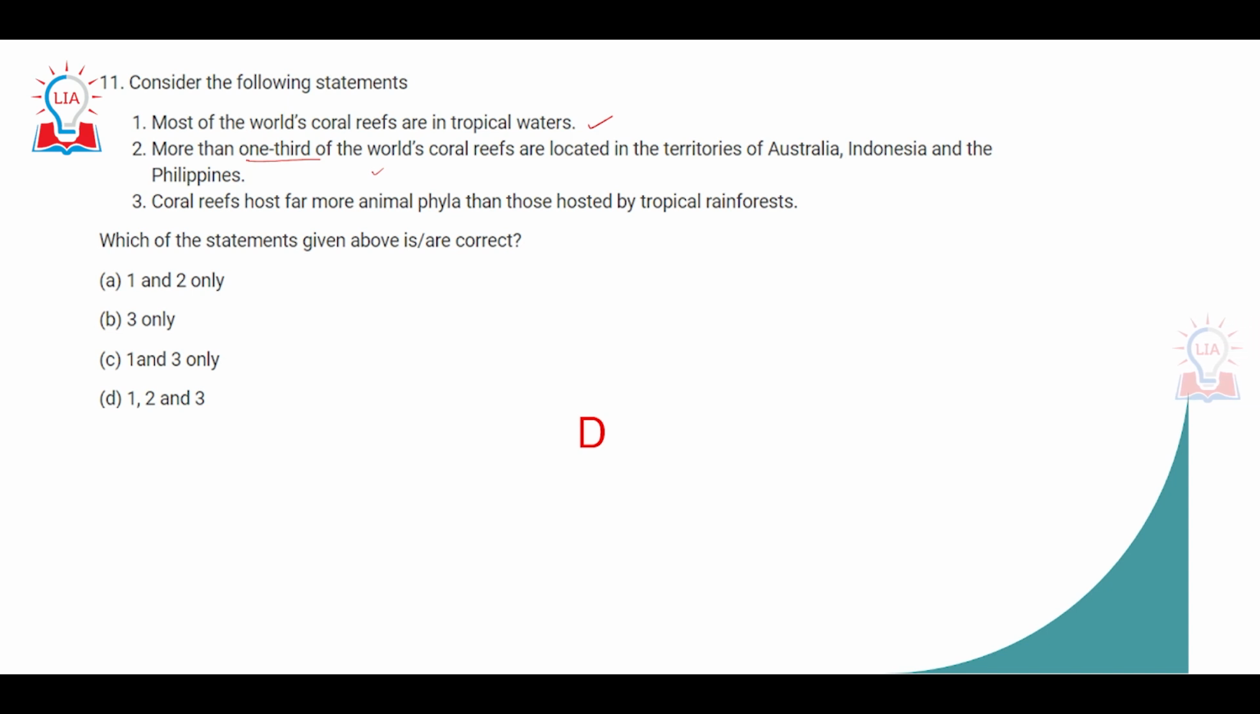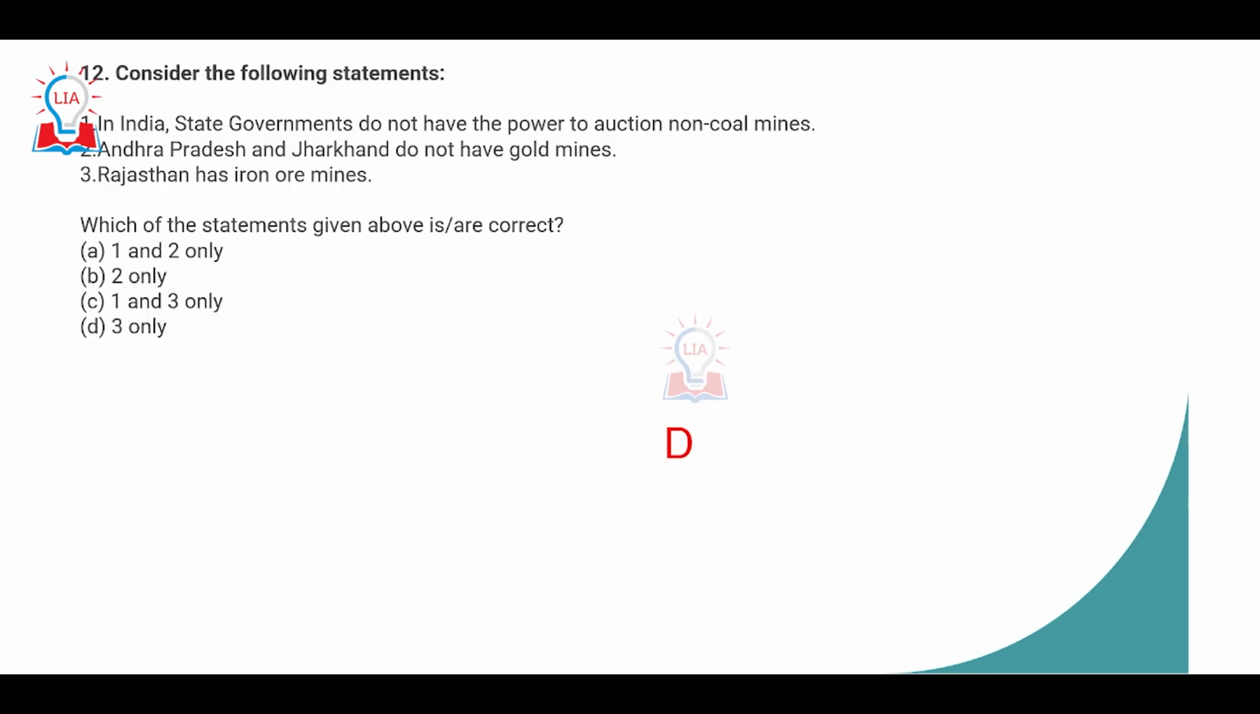Third is that coral reefs host far more animal phyla than those hosted by the tropical rainforest. This is absolutely correct. In terms of animal diversity, coral reefs have far more phyla as compared to rainforests, and this is the reason why coral reefs are many times called the rainforest of the ocean. So the correct option is D, 1, 2, and 3.